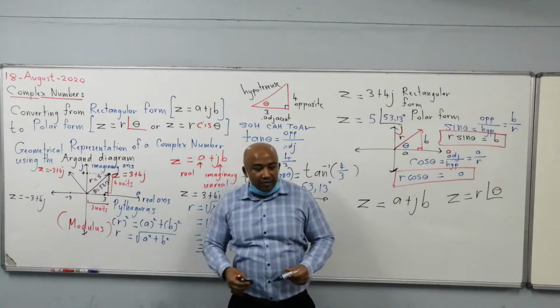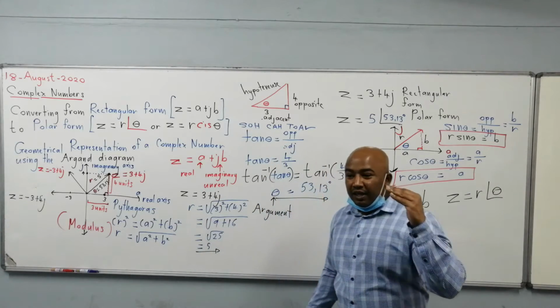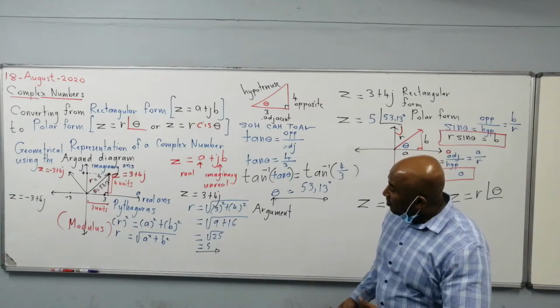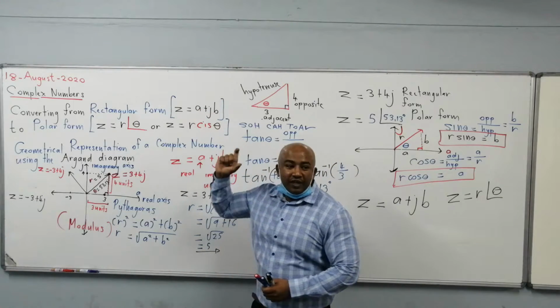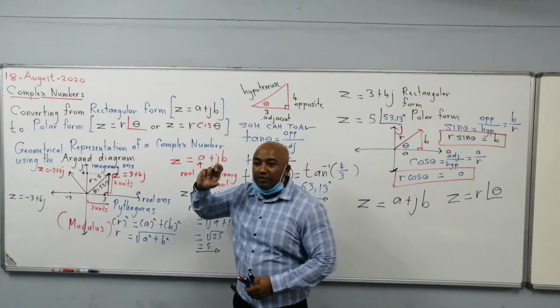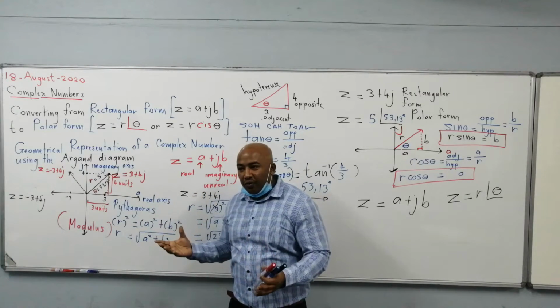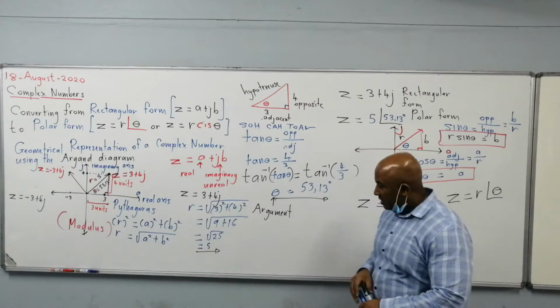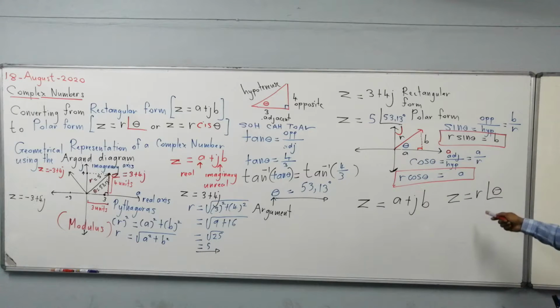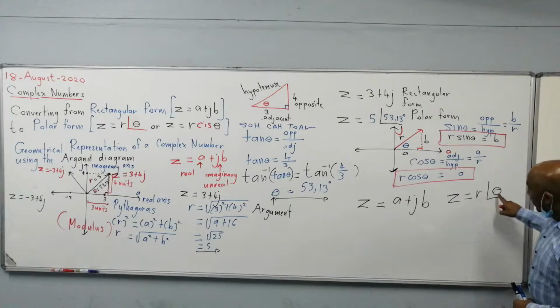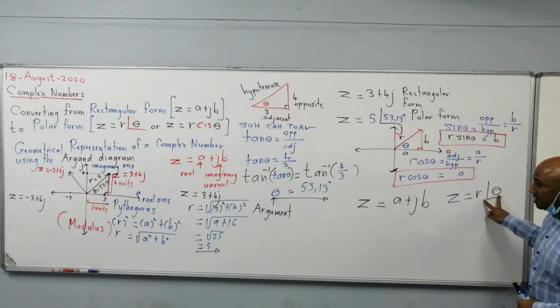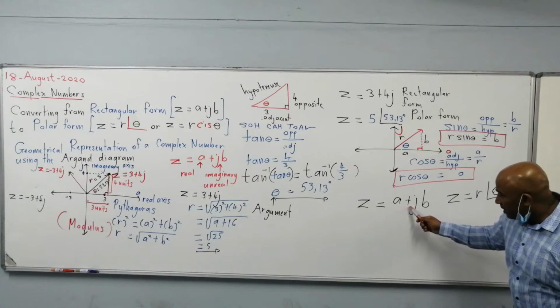So what did we do? We converted from rectangular form to polar form by using this information A and B to find R and to find theta. Now, let's do the opposite. What happens if you're given R and theta and now you are asked to convert back to rectangular form? So this information R and theta, how is it going to be used? So now there's my A plus JB.